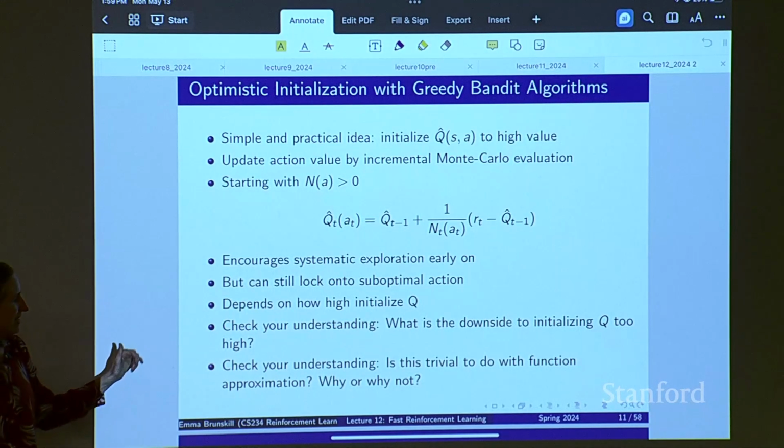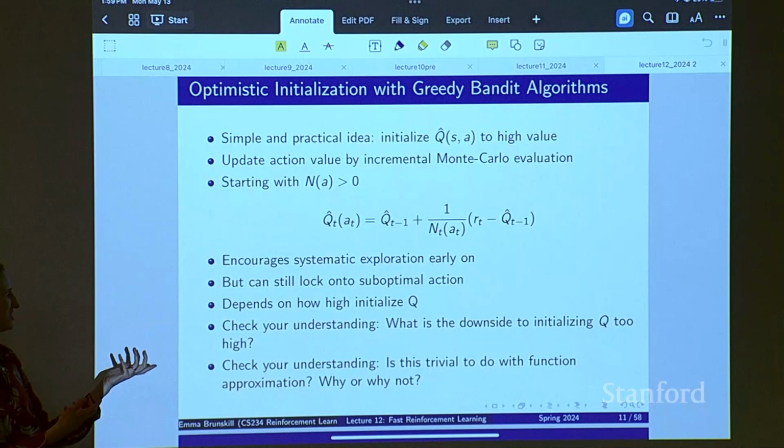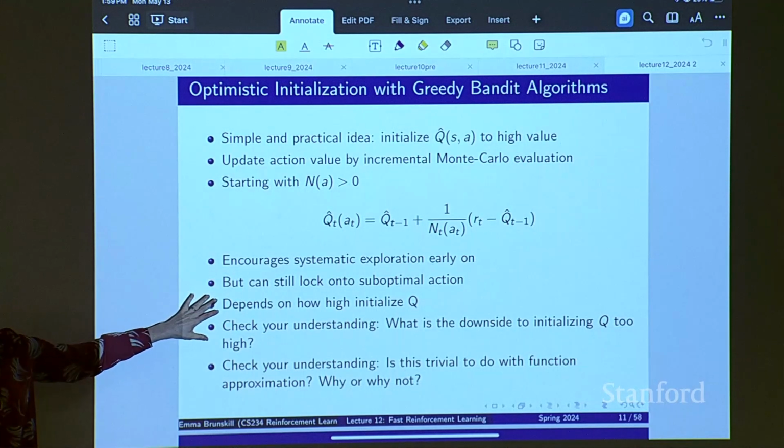The other thing that's bad is that if you initialize Q too high, then you're going to be making bad decisions for much longer than you actually need to. Okay? So even though in theory this could be a good thing to do, in principle you might imagine this is a good thing to do, in reality it's very hard to set.